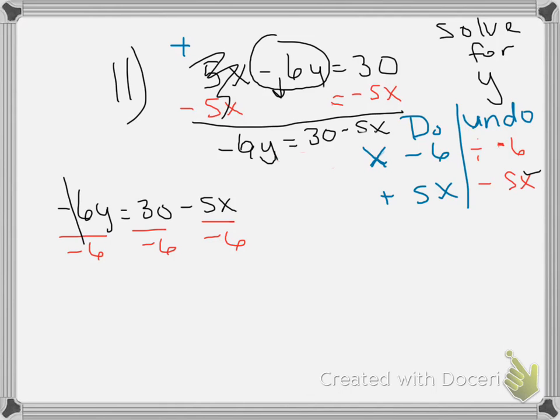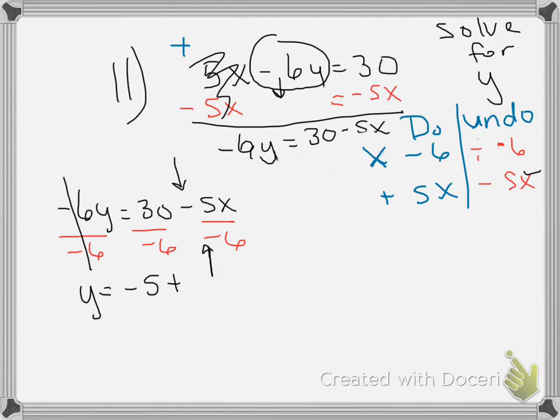Alright, so -6 divided by -6 is 1, and 1 times y is y. Remember, we want to get y by itself. That's our goal. 30 divided by -6, you put that in your calculator, it's going to be -5. Now, watch out here. These are two negatives, and two negatives make a positive when you multiply or divide.